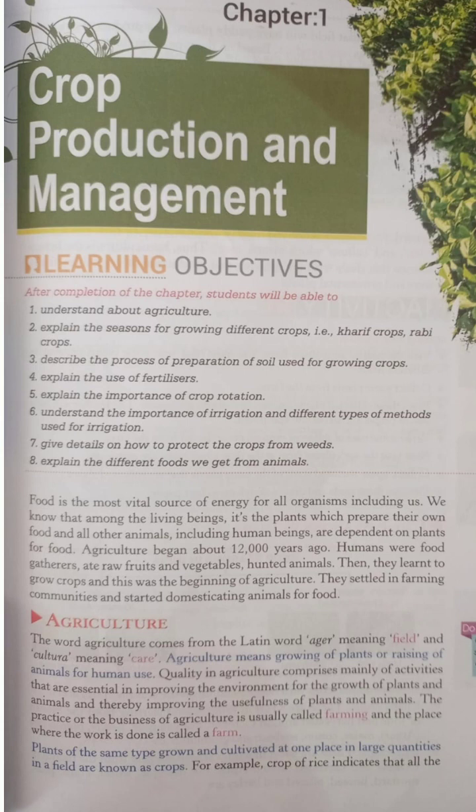Starting with it, the first definition that we have is agriculture and crops. Agriculture basically means whenever we are growing plants on a large scale, that time it is called agriculture. The main reason for doing that on a large scale could be economical or commercial purpose. So what do you mean by crop?